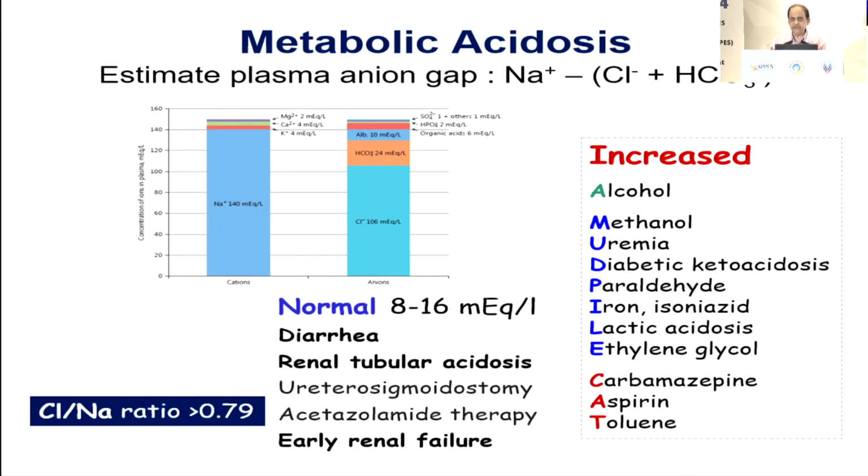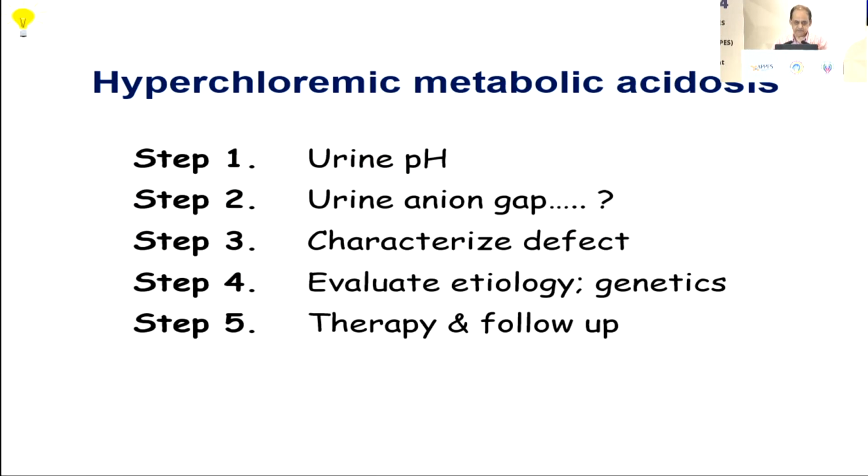Patients who have diarrhea, patients who have renal tubular acidosis, and some other rarer disorders would have a normal anion gap metabolic acidosis. So the bicarb would go down, but the chloride would come up, and therefore the chloride to bicarb ratio is something like 0.8. In addition, compared to the normal anion gap metabolic acidosis, you have situations wherein the anion gap may be increased, and there are various acronyms that you can memorize, which are well known.